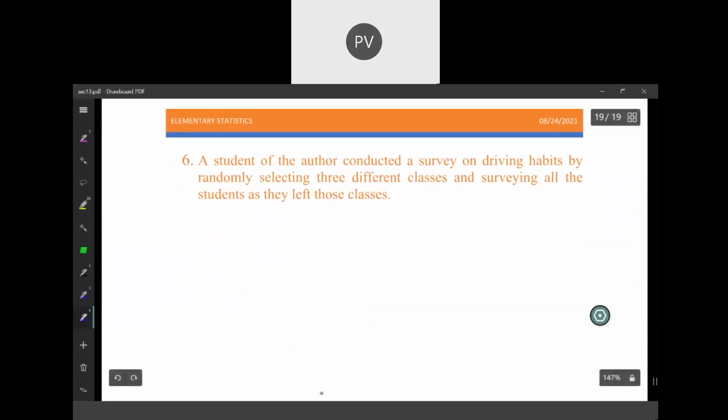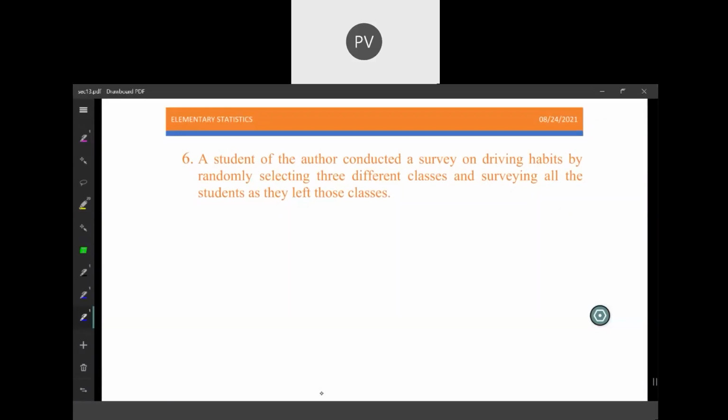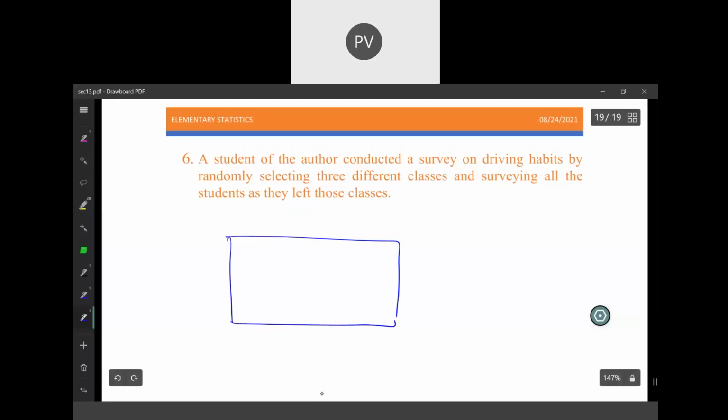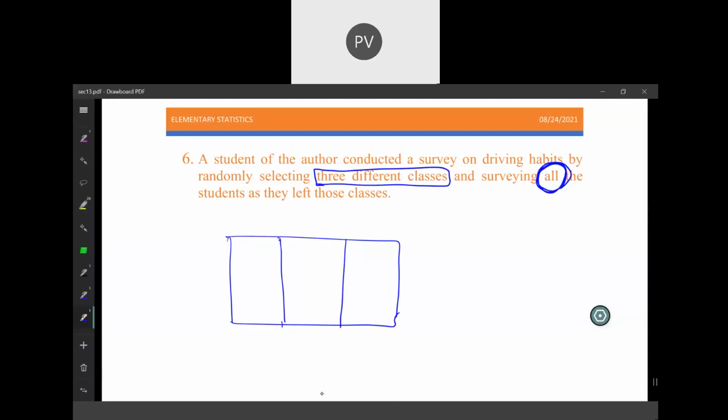Next question. A student of the author conducted a survey on driving habits by randomly selecting 3 different classes and surveying all the students as they left those classes. So there is an entire group which is divided into 3 classes, 1, 2, and 3. Remember this. And surveying all the students as they left those classes.